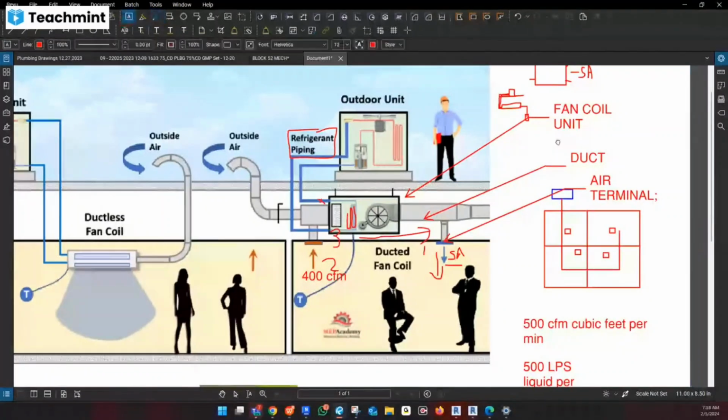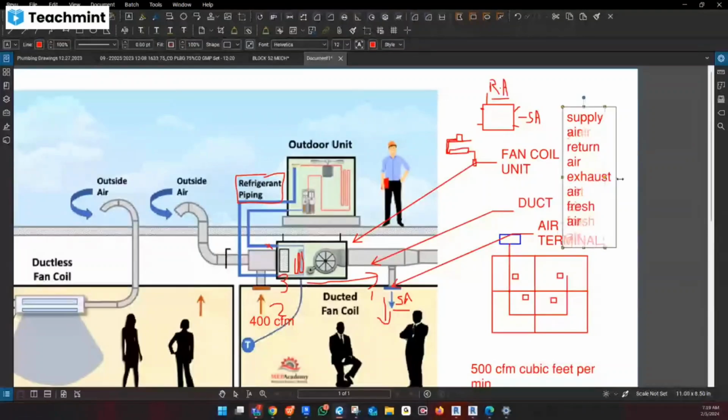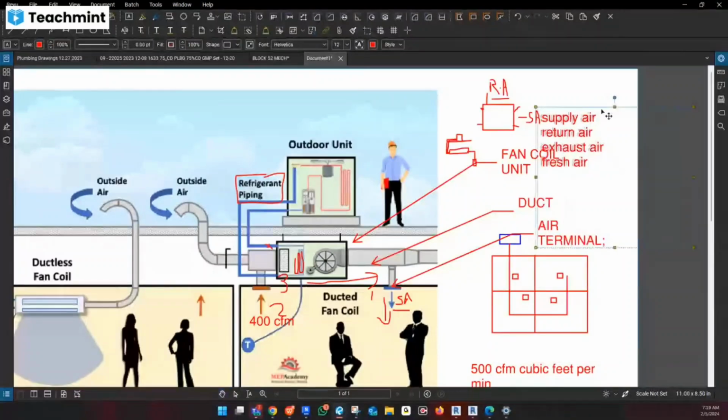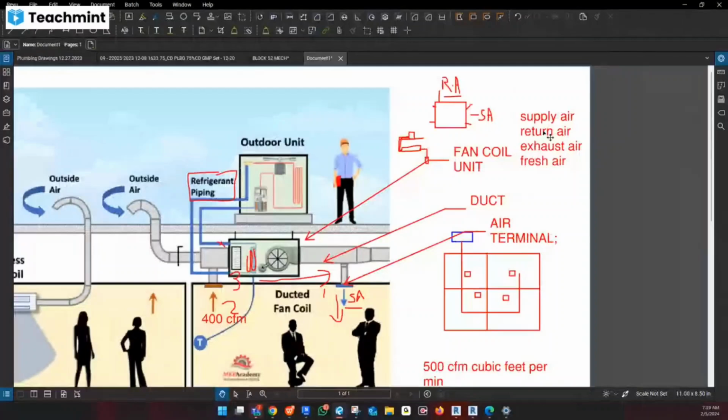Air systems are always defined in three forms. I thought you had learned all these systems in the last session. That's why I described this one. So you know this thing: supply, return, exhaust, fresh.